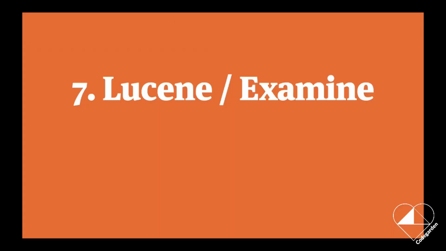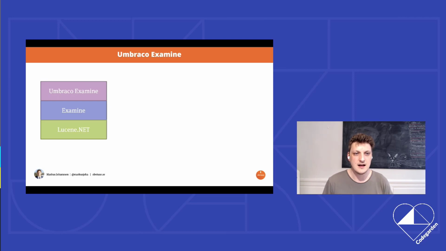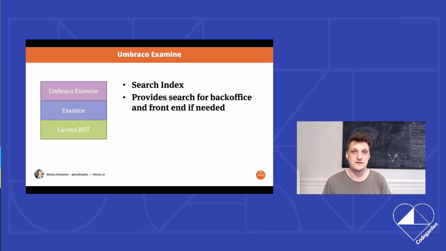So my next tip number 7, is around Lucene and Examine. There was a great talk by Colum about this earlier today. I really recommend going back and watch that if you missed it. But basically, Examine or Lucene is a search index or multiple search indexes inside of Umbraco. It provides search for the back office and for the front end if you want to implement that. Underneath the hood, it uses a very powerful search engine or search index called Lucene.net.